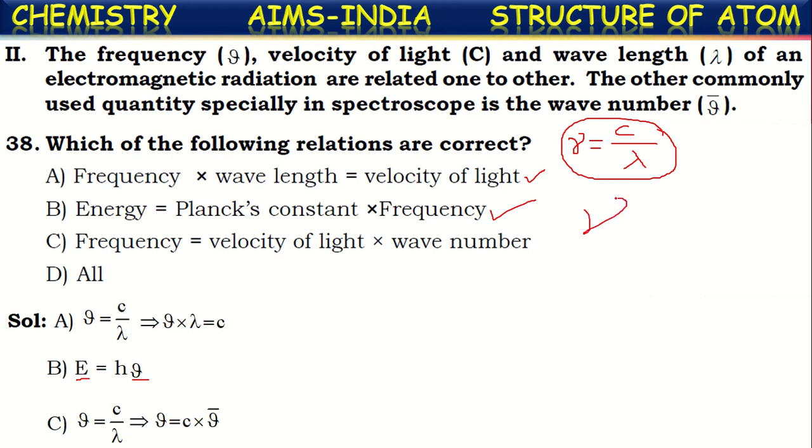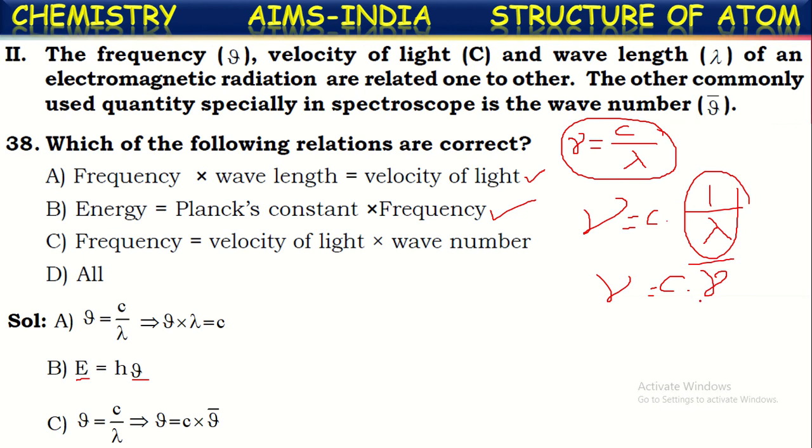We know frequency is equal to c into 1 by lambda. 1 by lambda represents wave number, because wave number is the reciprocal of wavelength. So in place of 1 by lambda, we can write nu bar. Now it becomes nu is equal to c into wave number. So frequency is equal to velocity of light into wave number. This relation is also correct. All these three relations are correct, so the fourth option is the correct answer.